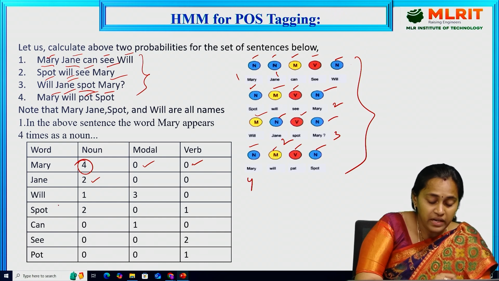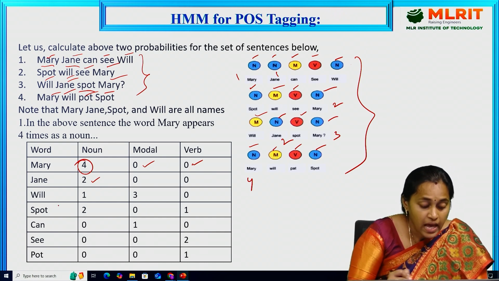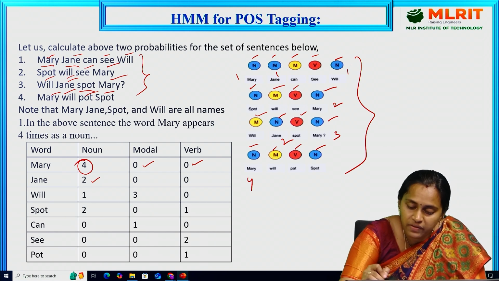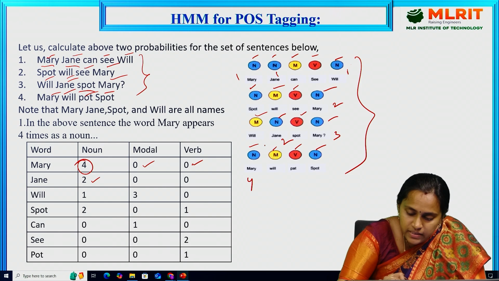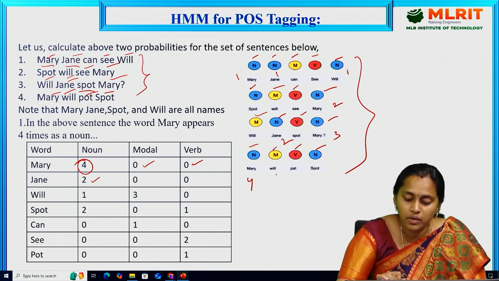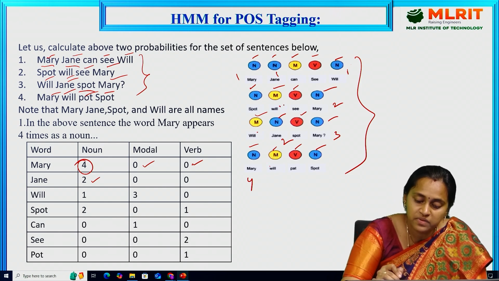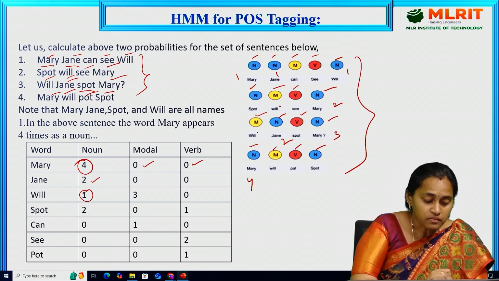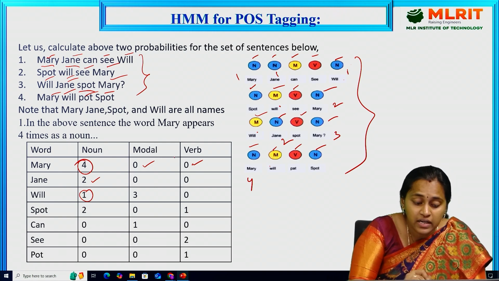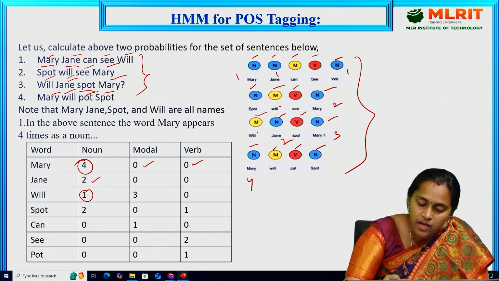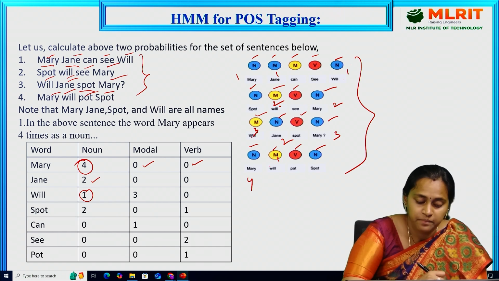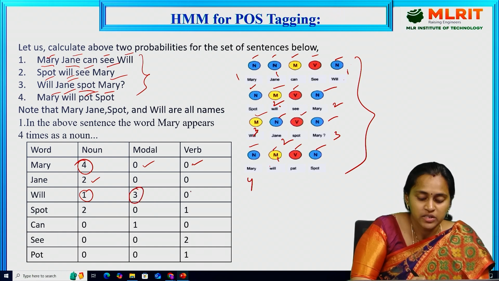Next see will. How many times does will occur as a noun? See here only 1 time. Any other option? Any chances? No. Remaining all are modals. See 1 time, 2 times, 3 times. These are modals. Only 1 time will occurs as a noun, right? So 1. Next, see how many times will occurs as a modal. So 3 times. See 1 time, 2 times, 3 times. As a verb 0.